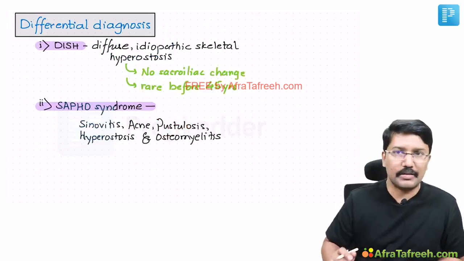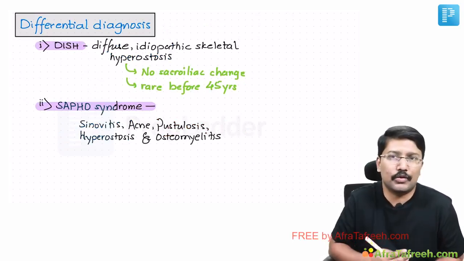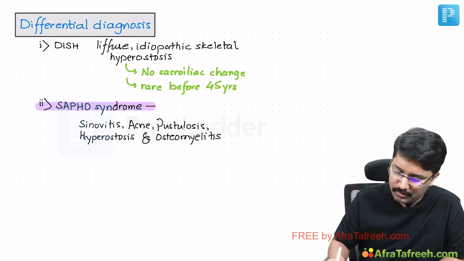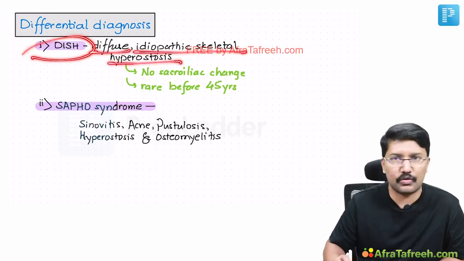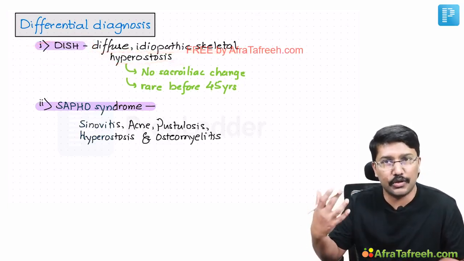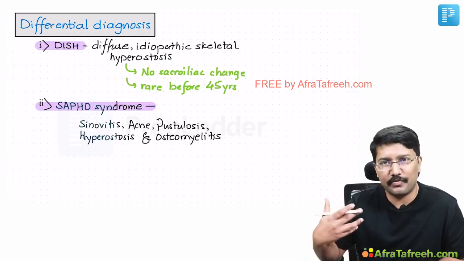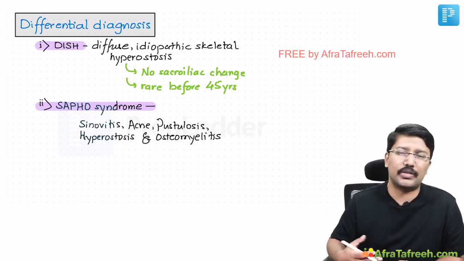Now coming to differential diagnosis, there are some important differential diagnoses we should know. I am listing two important ones. The first one is DISH, which stands for diffuse idiopathic skeletal hyperostosis. This is basically a disorder of the elderly where there is again calcification of the longitudinal ligaments, and that gives rise to certain radiological features which might mimic ankylosing spondylitis radiologically.